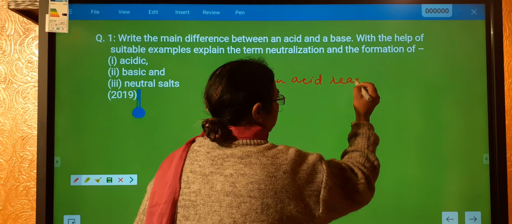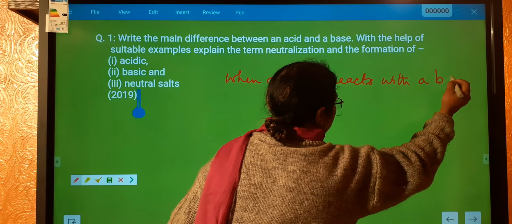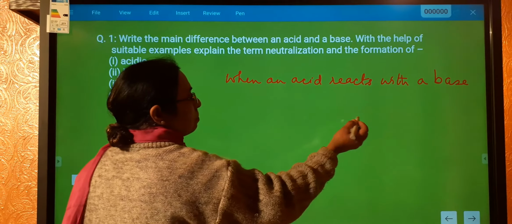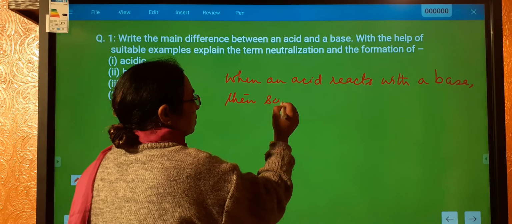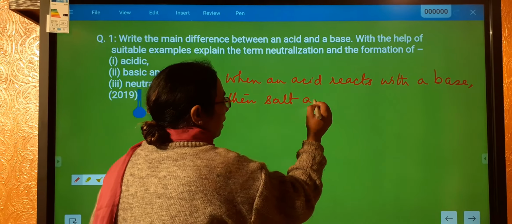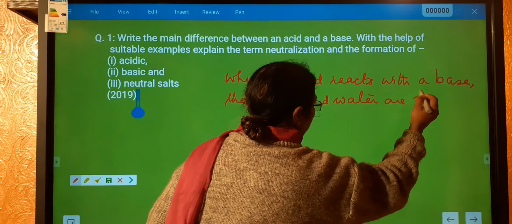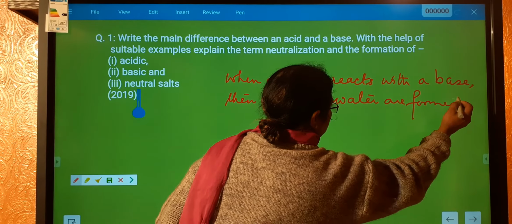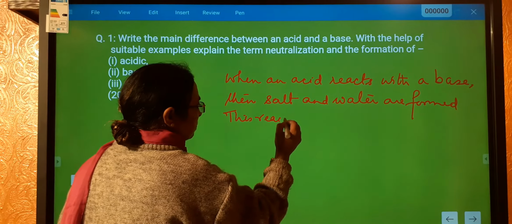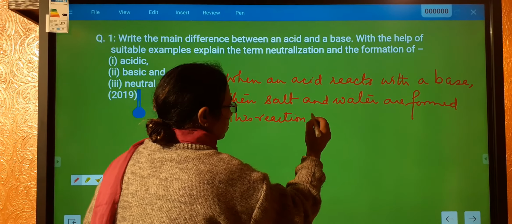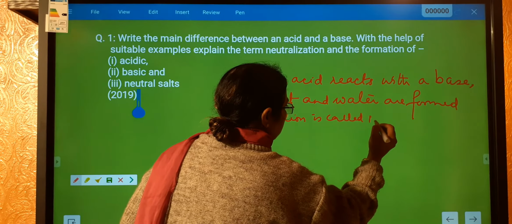reacts with a base, what is formed? Salt and water are formed. This reaction is called neutralization reaction.